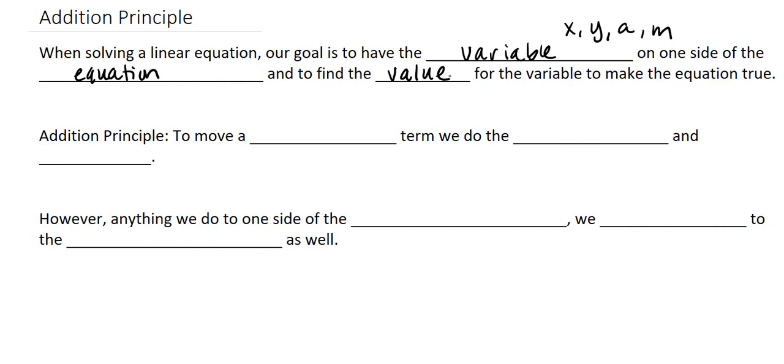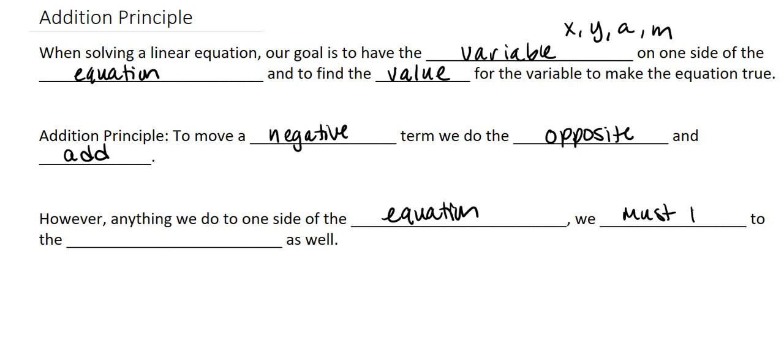So the addition principle is we're going to move the negative term. So we do the opposite and we add. Now, however, anything we do to one side of the equation, we must do to the other side as well. So let's look at the first example.